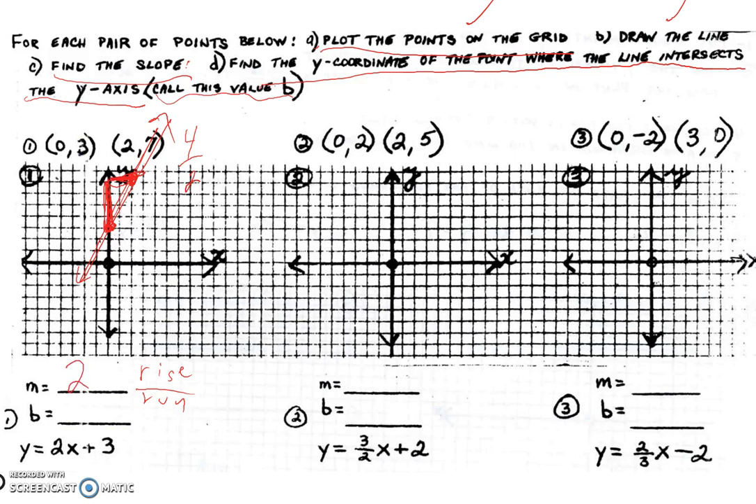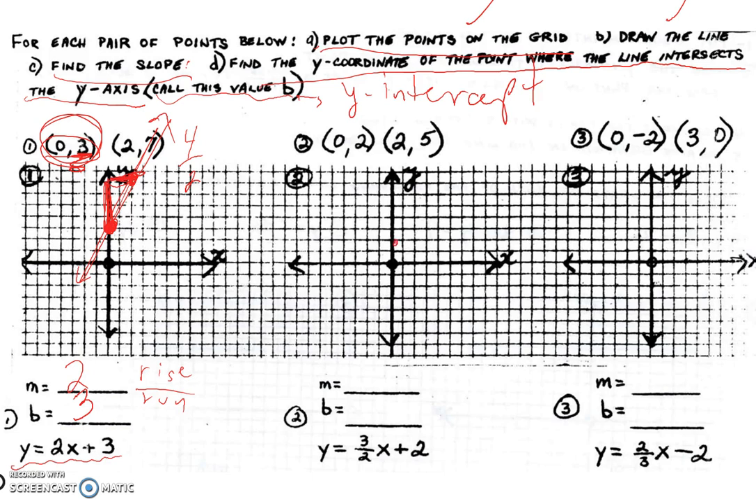Find the y-coordinate of the point where we intersect the y-axis. So this point right here, 0, 3, that is on the y-axis. The y-coordinate is just plain 3. We're going to call this value B, by the way, the y-intercept. It's where you cross the y-axis. And you might notice something about the form of the equation. Okay, so let's do that.